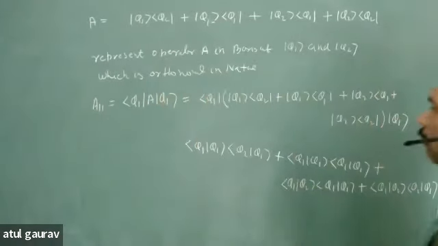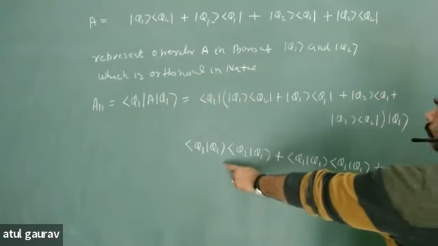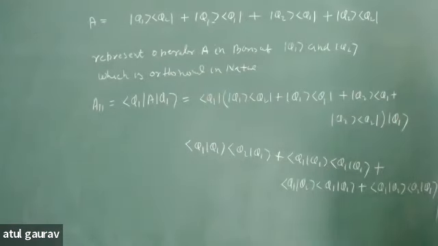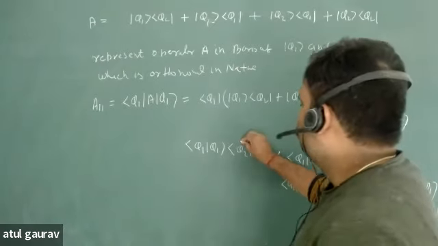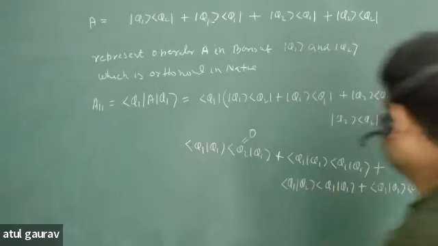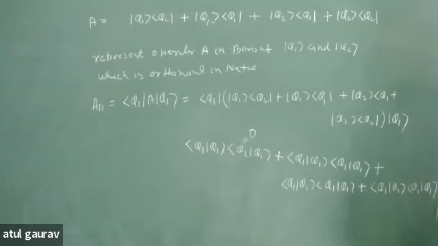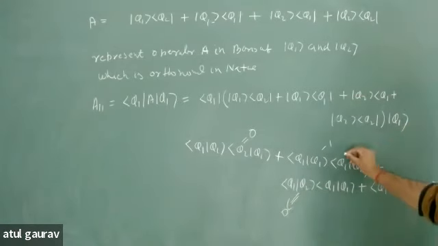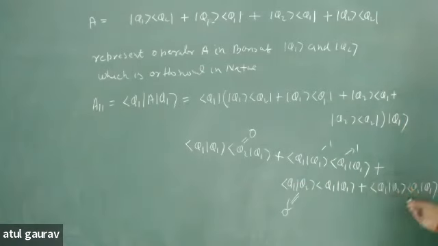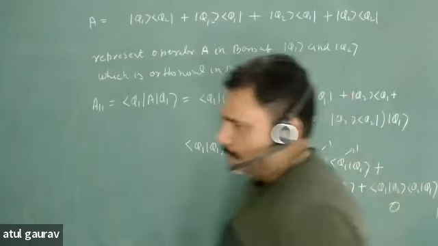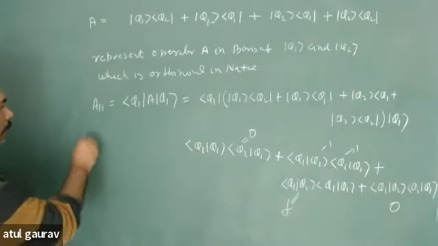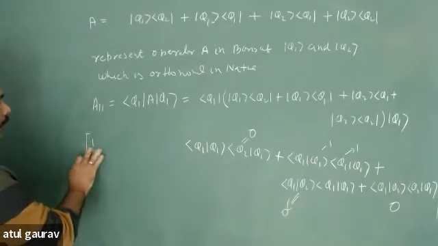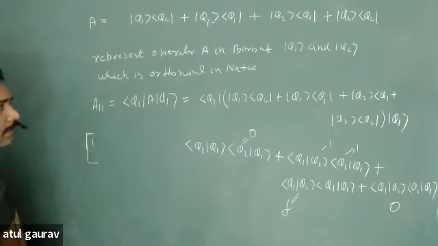Now the first term is 0, why? Because phi 2 and phi 1 are orthogonal, so it is 0. Second term is 1. Third term is 0, because this is 0. This is also 1. This term is 0. So what will survive here? 1. So the first element is 1, for a 2 cross 2 matrix.